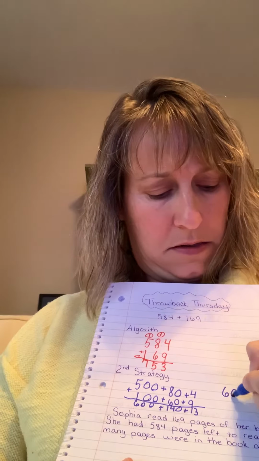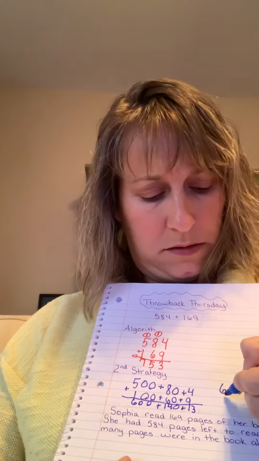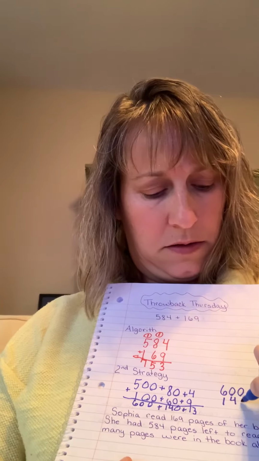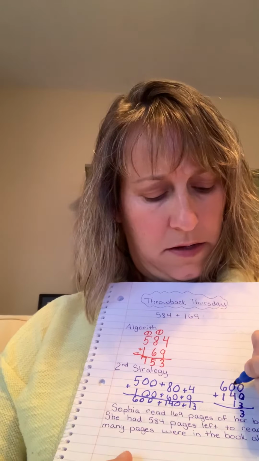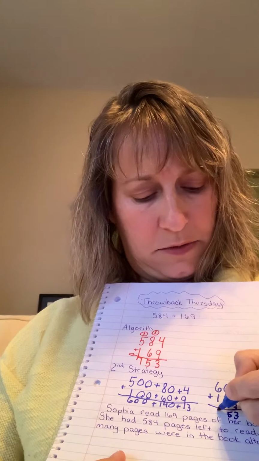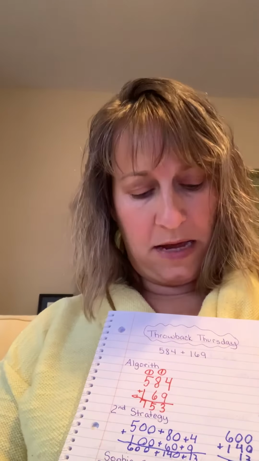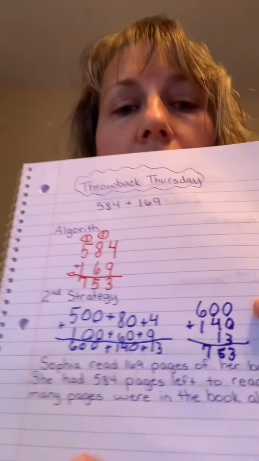Then over here, I'm going to write those numbers lined up by place value, and I'm going to add them together. So 0 plus 0 plus 3 equals 3, 0 plus 4 plus 1 equals 5, and 6 plus 1 equals 7. And if I did it correctly, my answers match, which they do. Okay, so there you go.